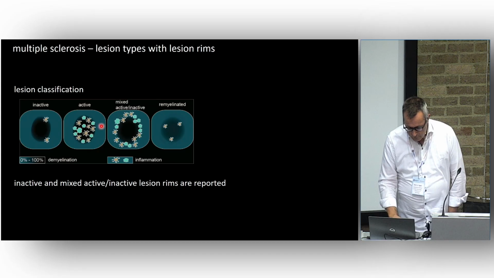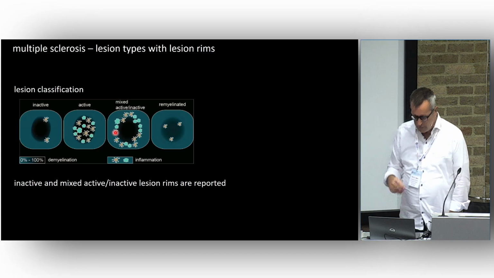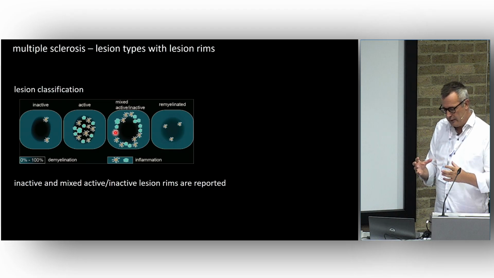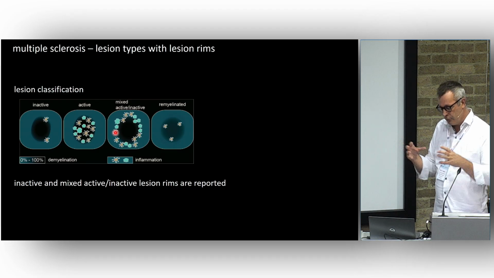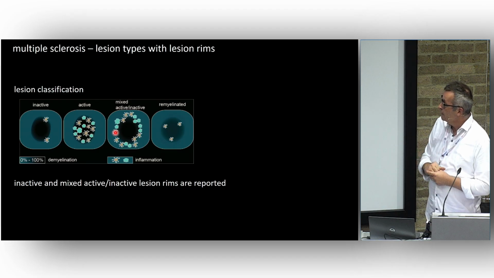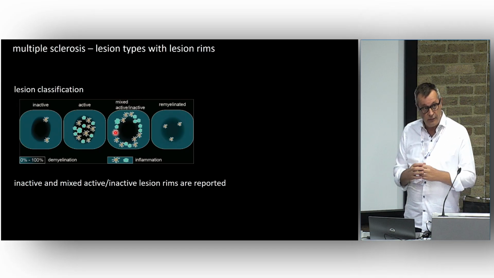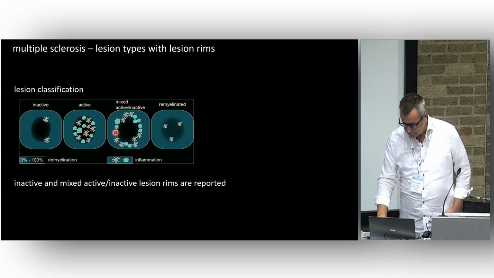Rims are reported about these active and mixed active and active lesions. They're known, and there's a lot of focus on this because that's most likely where the action is. That's where the lesions expand or shrink, and where ongoing demyelination is happening, so there's a lot of focus on the processes that drive the lesion expansion.